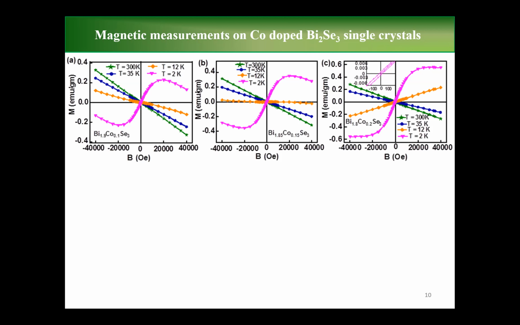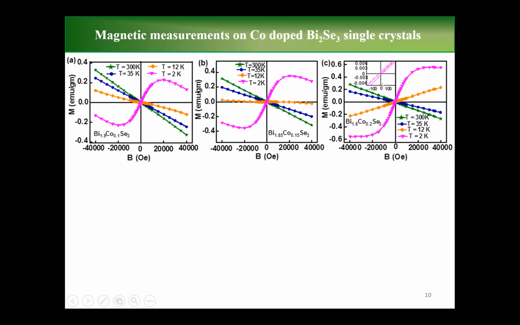Also, at higher temperature we observe a diamagnetic behavior, but as we increase the temperature, we observe a paramagnetic and then ferromagnetic behavior with a saturation magnetization equal to 0.5 EMU per gram. And if we zoom into this portion at T equal to 2 Kelvin, we can see that we have achieved a very small coercive field, approximately 30 oersteds.